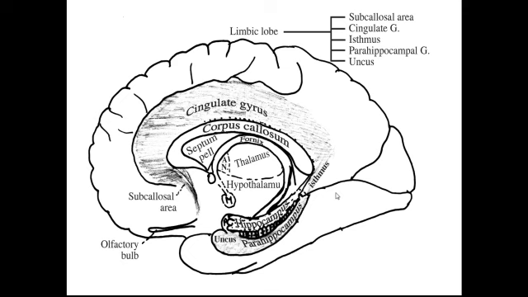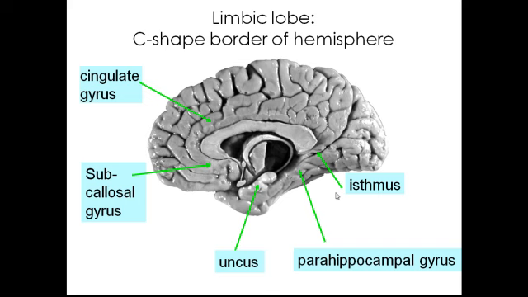This is a diagram showing the medial surface of the brain, and just below the anterior end of the corpus callosum is the subcallosal area. Above the corpus callosum is the cingulate gyrus. Behind the corpus callosum is the isthmus. And I proceed forwards to the temporal lobe, where I find the parahippocampal gyrus and uncus. These together form the limbic lobe. Medial surface of the brain, showing again the subcallosal gyrus, cingulate gyrus, isthmus, parahippocampal gyrus, and uncus.